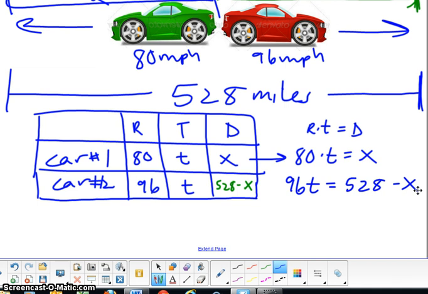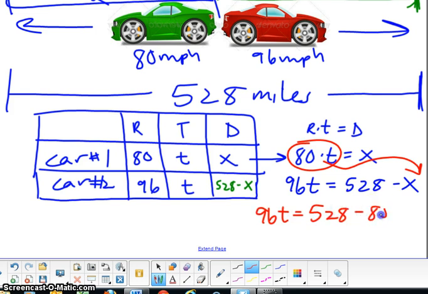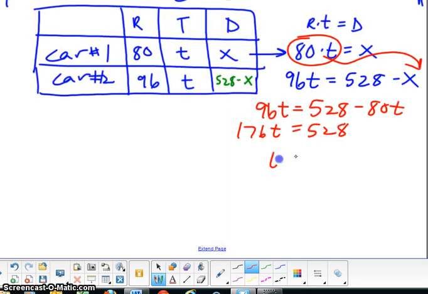Now that is a system of equations, and substitution would probably be the best way to go here. So I'm going to take 80t and plug it in for x on the second equation. So we end up with 96t equals 528 minus 80t, and then after adding that to both sides, we get 176t equals 528, and then dividing that by 176, you get 3. So t was hours, so it would take 3 hours for them to be 528 miles apart.